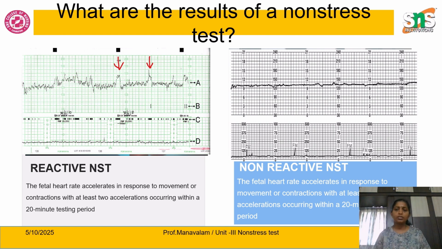So we have to make the mother rest for a certain period of time. Again we have to repeat the NST. If we again get the same results, then we have to take the necessary intervention. We have to send the mother for further investigation to confirm the fetal well-being.